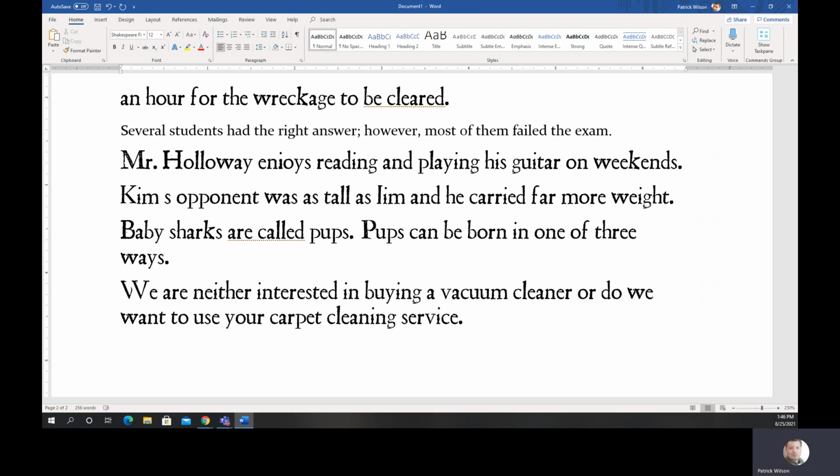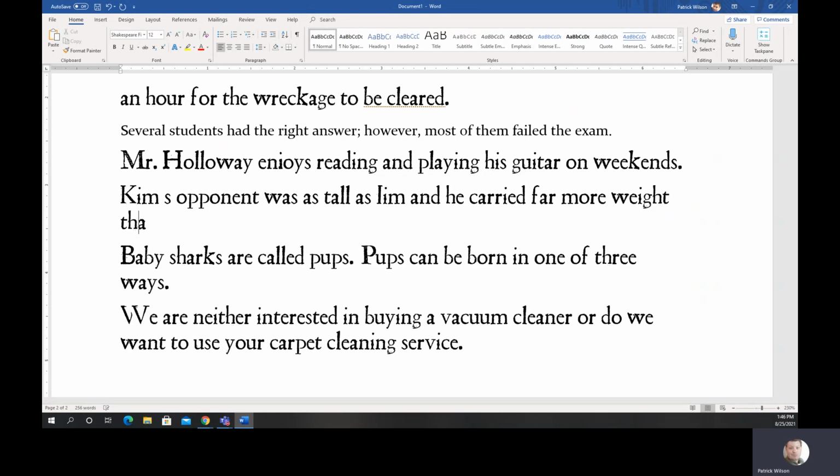If we look at our next sentence, it's also dealing with faulty parallelism, but using "as" and then "than," right? When to use them correctly. And if you look, it says Kim's opponent was as tall as Jim's, and he carried far more weight. And really what's missing here is "than Jim" or "than Kim did." We have to add that extra part, "than Kim did," because really we're talking about Jim and he carried far more weight than his opponent, and his opponent in this case is Kim.